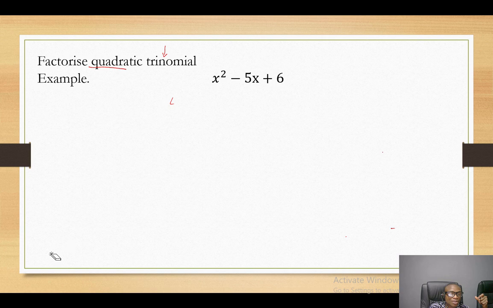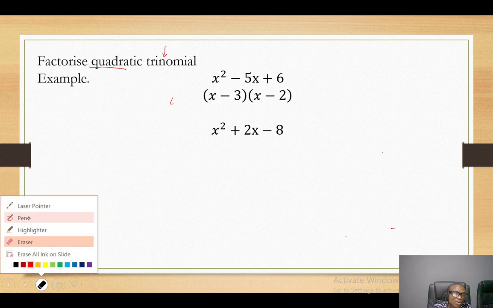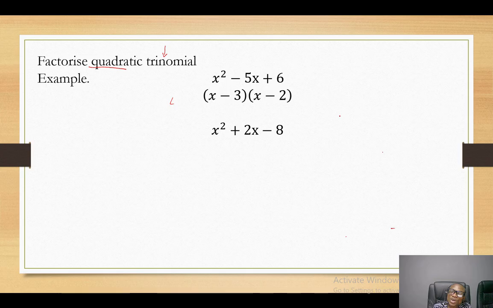So let us check. Good. X minus 3, x minus 2. So I'm going to go for another quadratic. X squared plus 2x minus 8. We are factorizing a quadratic trinomial. Surely you know that you have to open 2 brackets. You're going to get x squared by saying x times x. Now I'm going to put my focus on the last term, negative 8.